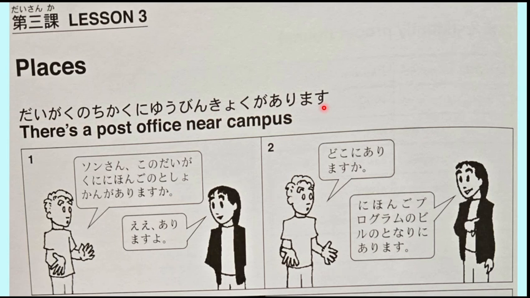Now let's look at the conversation that is going on. We see that this person is referring to this lady by the name Son-san. This example we have seen earlier also in this book. So Son-san, kono daigaku ni nihongo no toshokan ga arimasu ka? Son-san, kono daigaku ni nihongo no toshokan ga arimasu ka? Arimasu yo.